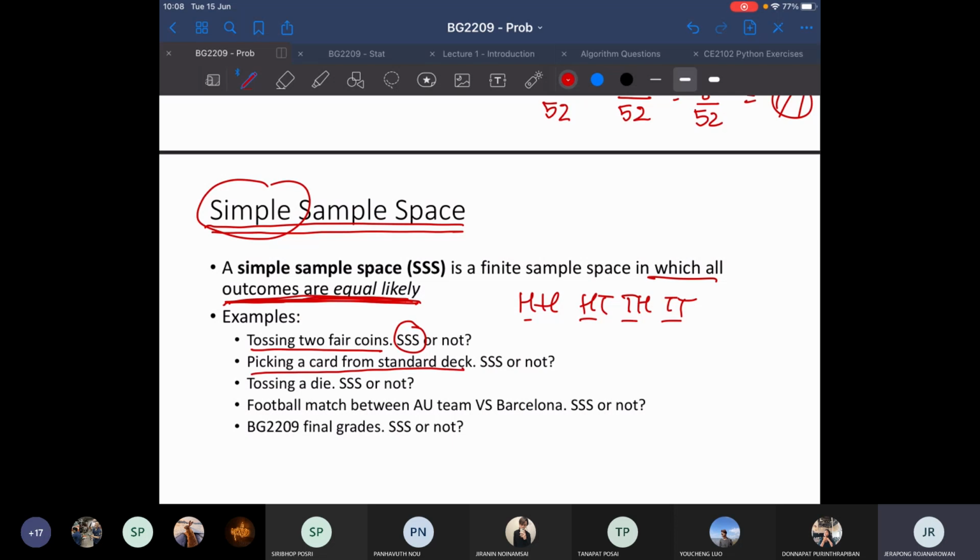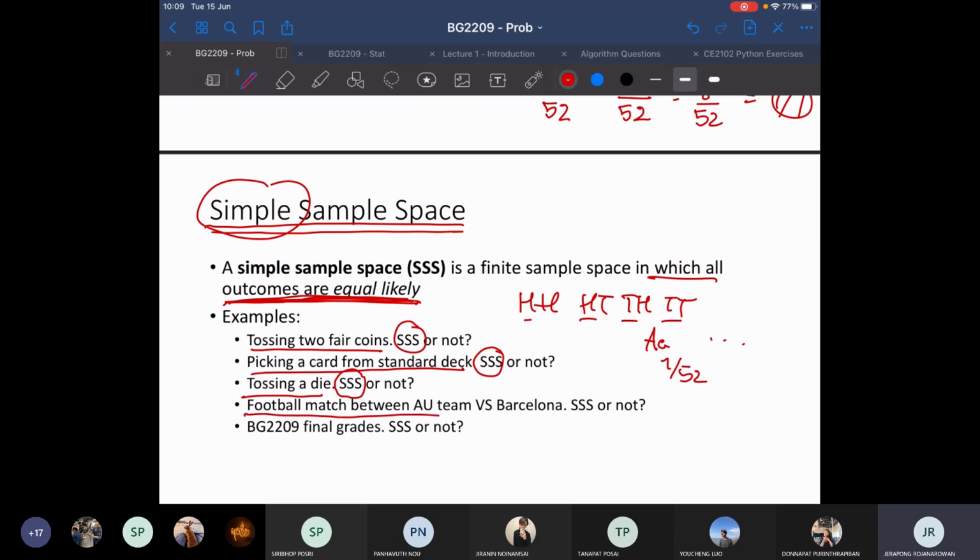Picking a card from a standard deck, you can see that getting the ace, getting a queen, everything, they are all equal to 1 over 52, right? So it's a simple sample space. Tossing a die is 1, 2, 3, 4, 5, 6, right? The probability of each one is the same. So it's going to be a simple sample space.